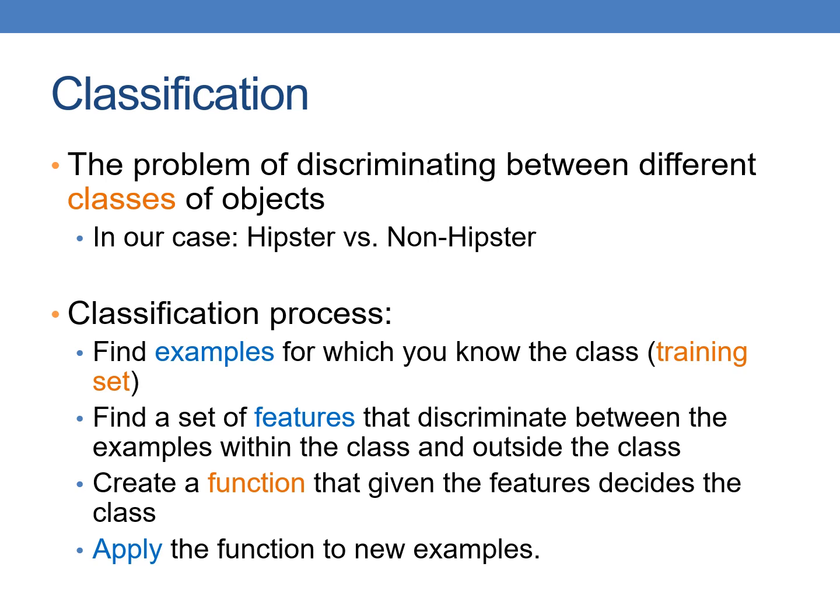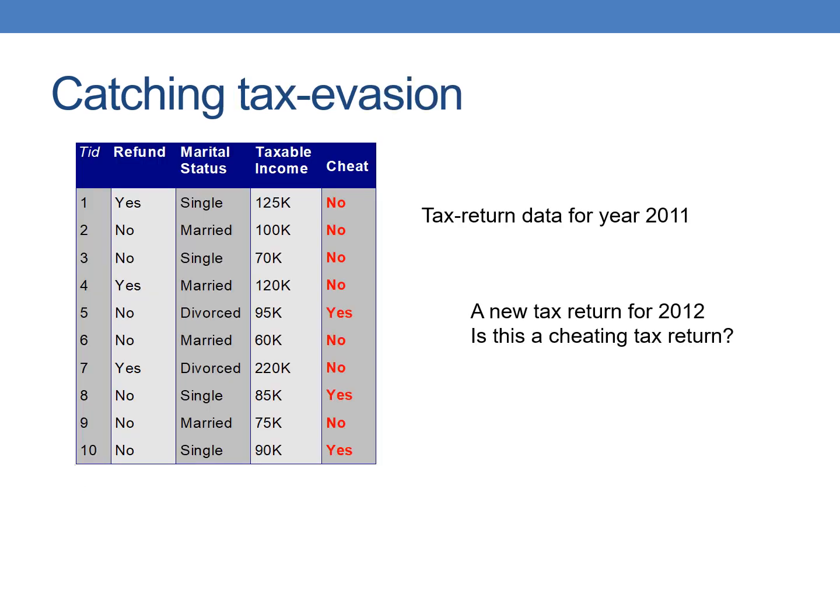The problem of discriminating between different classes of objects is called classification. So find examples for which you know the class. Otherwise, we need to take a training set so that the set contains exact classification. Already we know these features mean this belongs to this particular class. We take the training set and find a set of features that discriminate between the examples within the class and outside the class. Create a function that, given the features, decides the class. Then apply the function to new examples. So this is classification.